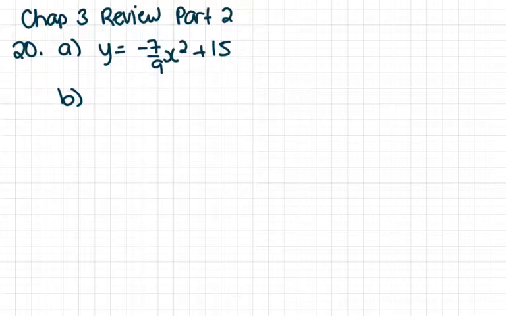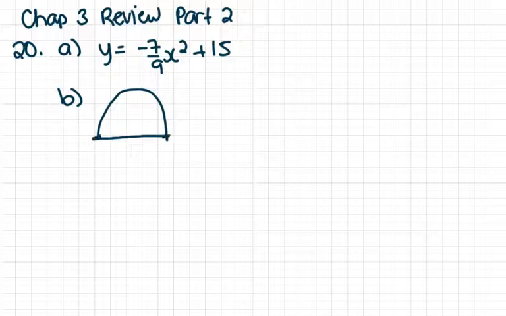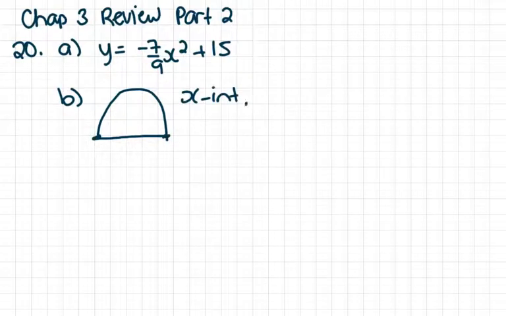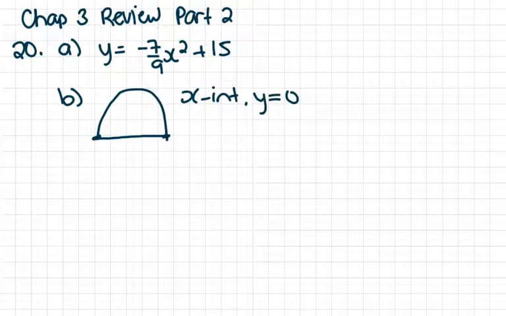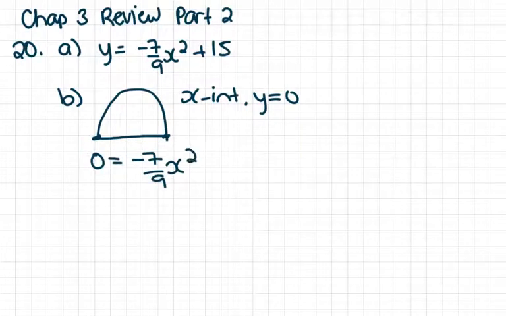So in order to find how wide it is at the base, I would need to know the zeros. So the zeros, or the x-intercepts, happen when y is equal to 0. So if I take my equation and plug in 0 for y, I have negative 7/9 x squared plus 15. I'll be able to solve for my zeros. So take away 15 from both sides.